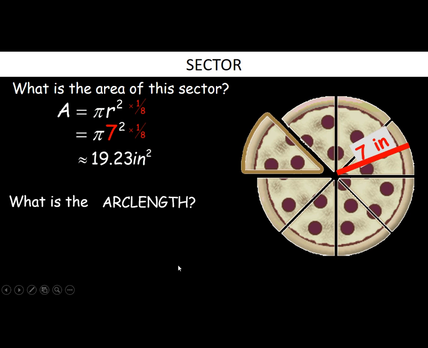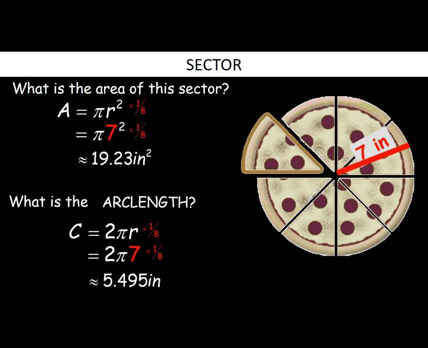Well, we do it the same way we do circumference. We take our formula for circumference. We're going to plug in 7 for our radius, but then at the end, we're going to take 1/8 of it. Why? Because there's 8 slices, and we only are looking at one of them. So we take 2 pi r and then multiply by 1/8. All right, so 2 times pi times 7 and times 1/8. Crunch all that in the calculator. We should get 5.495, or about 5.5 bites for that one slice of pizza.